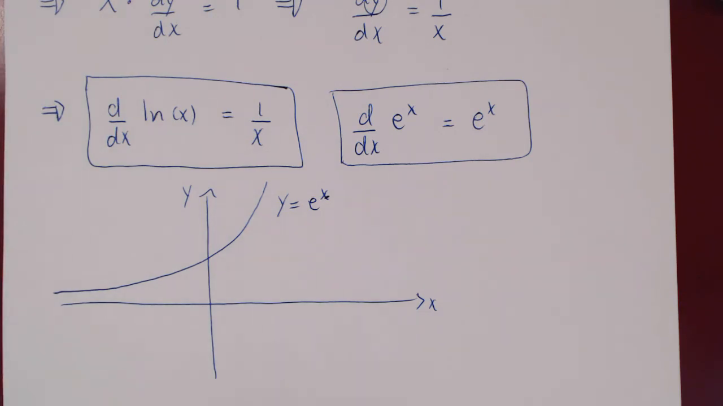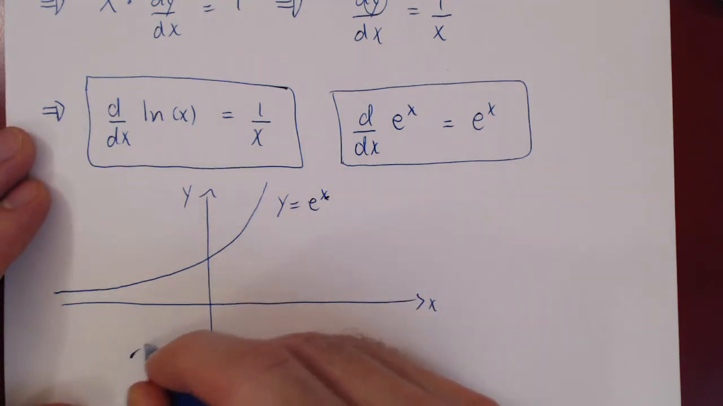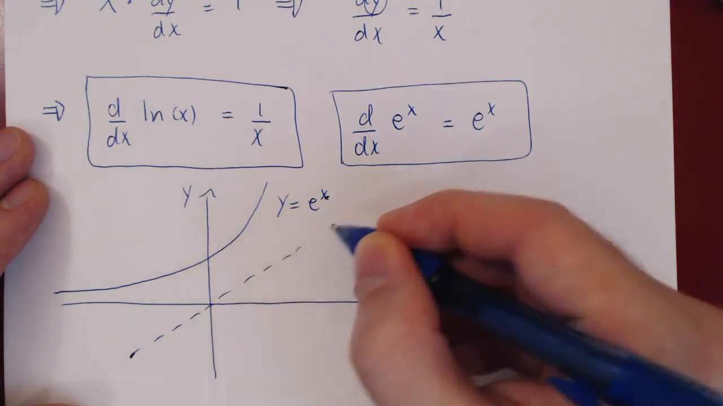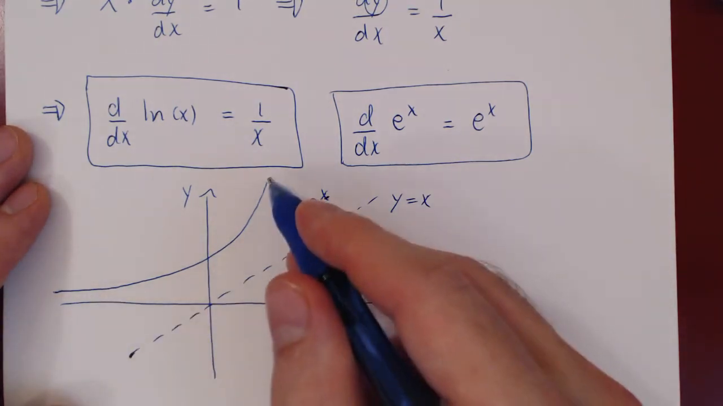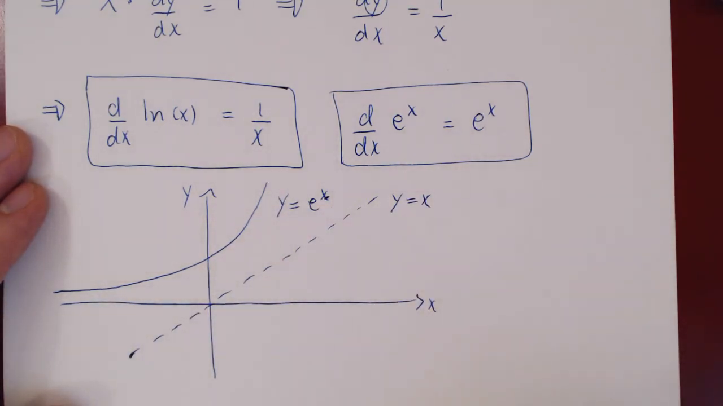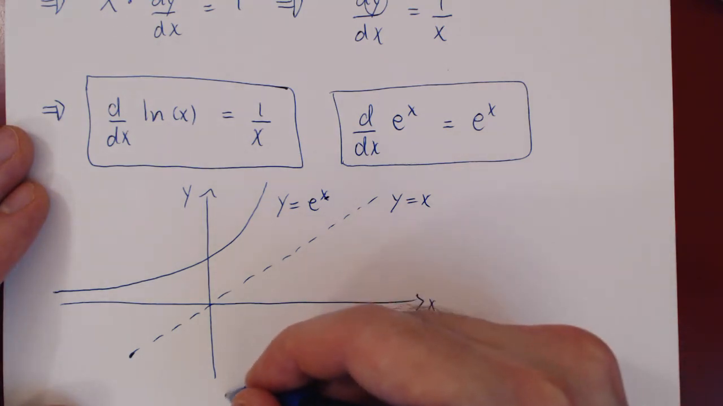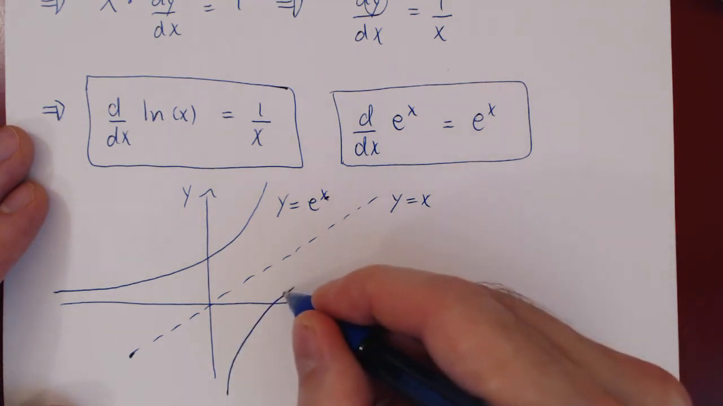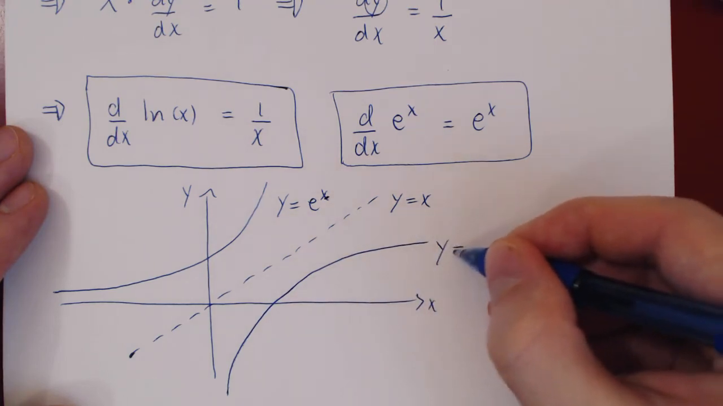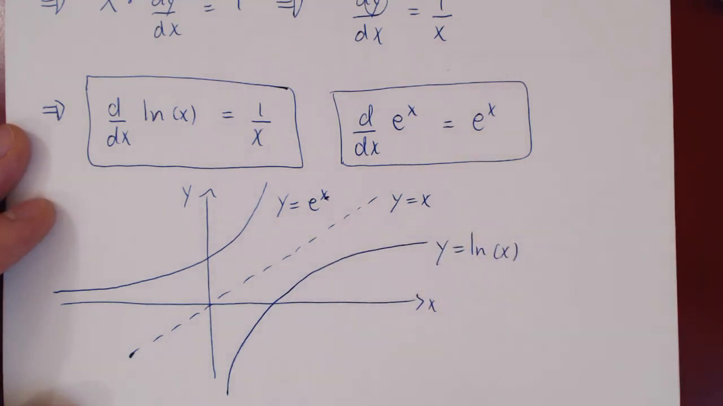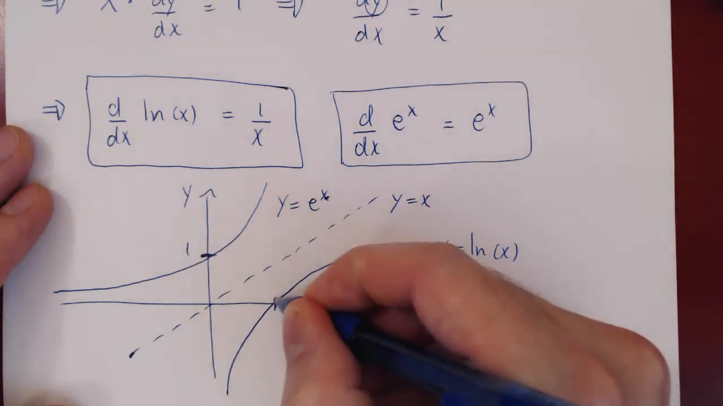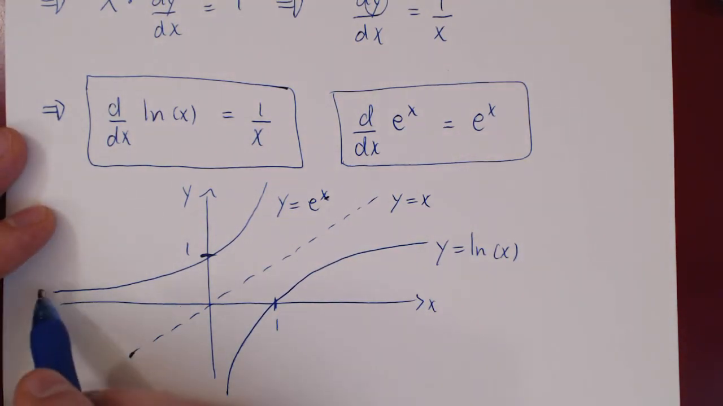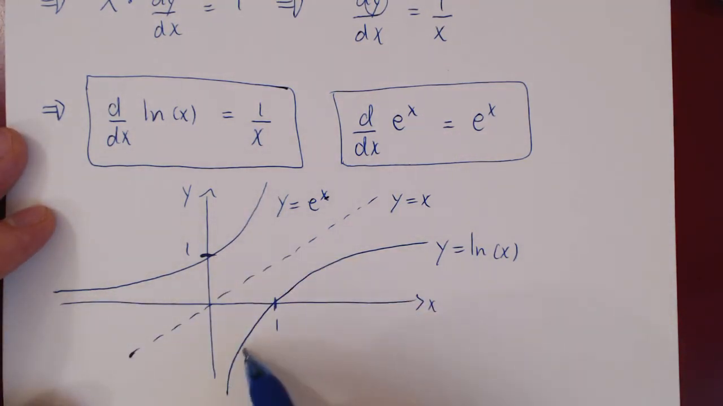And to graph the inverse function of a function, you have to look at the line y equals x, and then if you reflect the function about this line y equals x, you will have the graph of the inverse function, which will look something like this. And that's the graph of ln of x. And because e to the 0 is 1, ln of 1 is equal to 0. So you have here the graph of e to the x and the graph of the inverse ln of x.